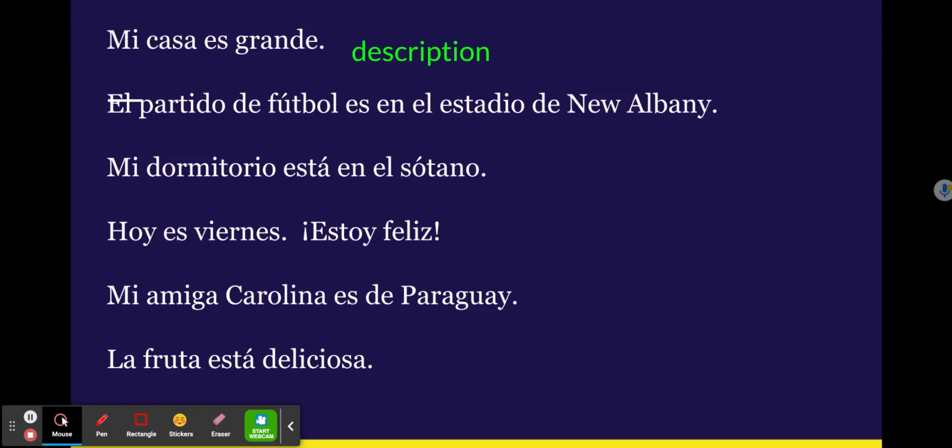El partido de fútbol es en el estadio de New Albany. That one uses the verb es. That's a form of ser. So why would we use that for a location? Because it's an event location. The soccer game is in New Albany Stadium. That's an event and the location of an event. Mi dormitorio está en el sótano means my bedroom is in the basement. We used a form of estar because it is the location of my bedroom.